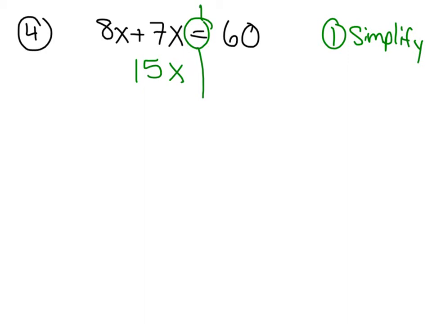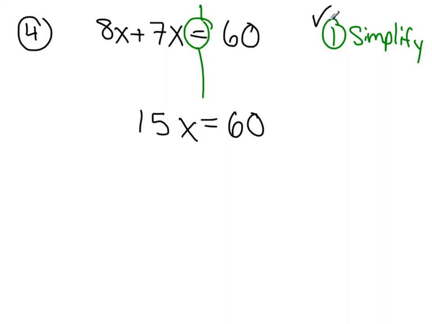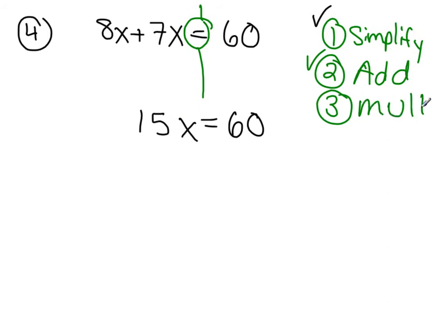Oh, let me put that somewhere else. I don't like the way it looked. So we have 15x equal to 60, which we can't do much with. But there we go. We simplified. After we simplify, then we do addition principle. Well, there's no adding or subtracting going on, so that step is done. Last step, we'll multiply. So we have 15 times x. To undo that, we divide both sides by 15. What we do to one side, we must do to the other.